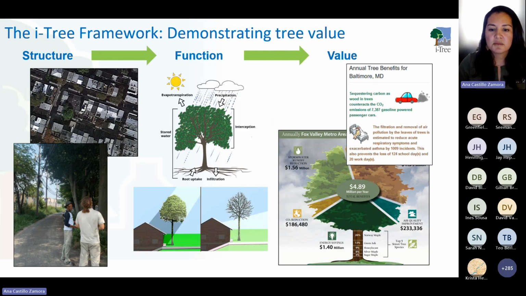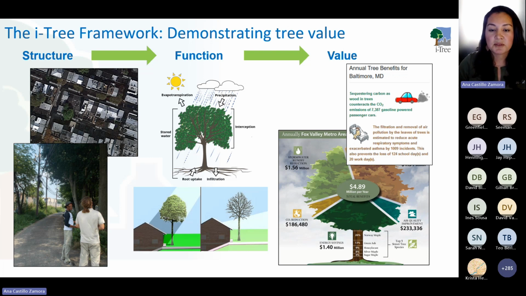So how does iTree work? The framework is related to structure, function, and value. So in order to do an iTree tool analysis, you first need to quantify the structure of your urban forest canopy. There are two ways to go about this. The first is a top-down approach, which is typically using aerial imagery.